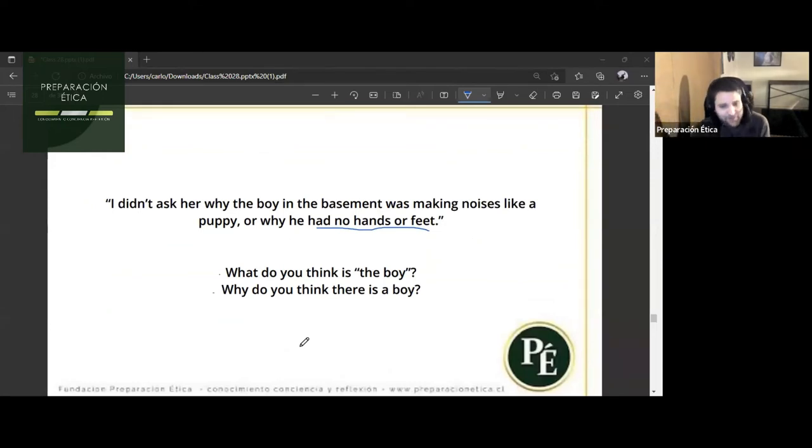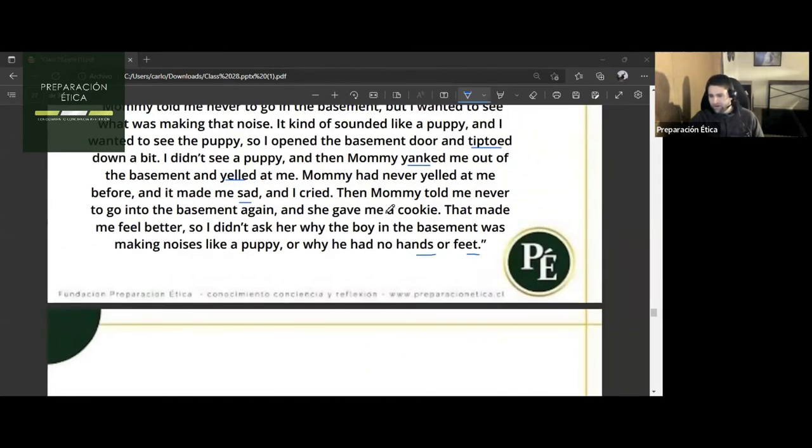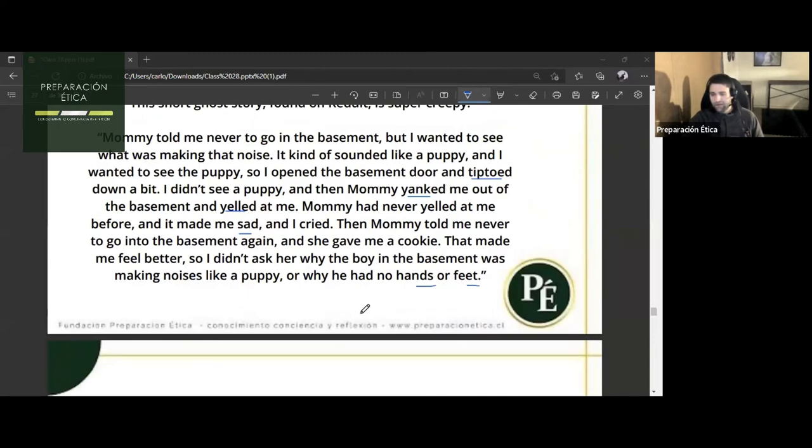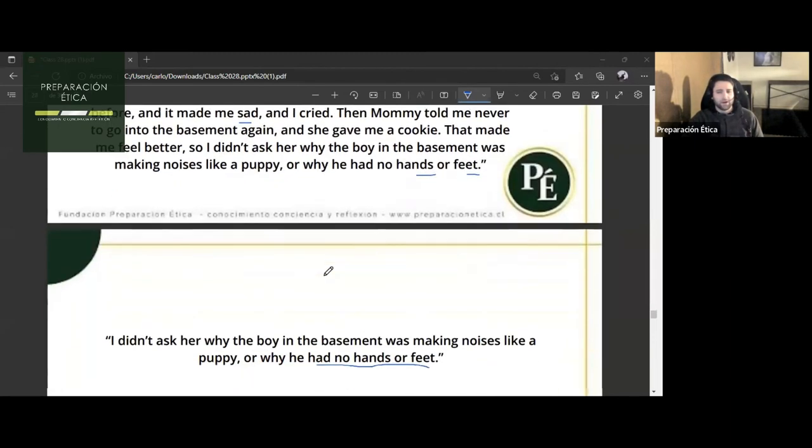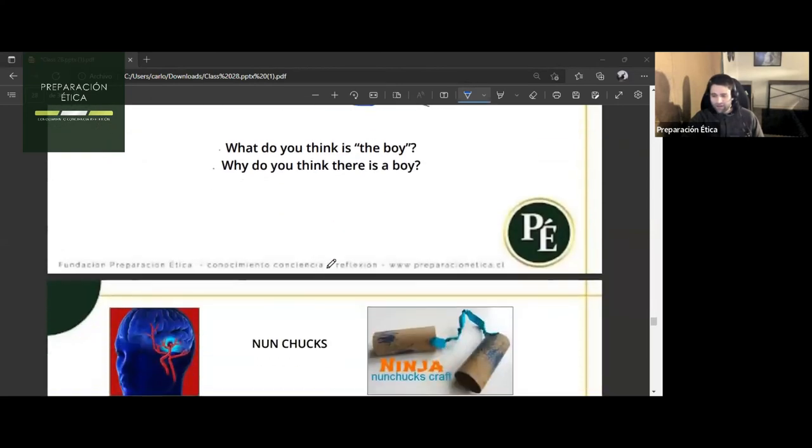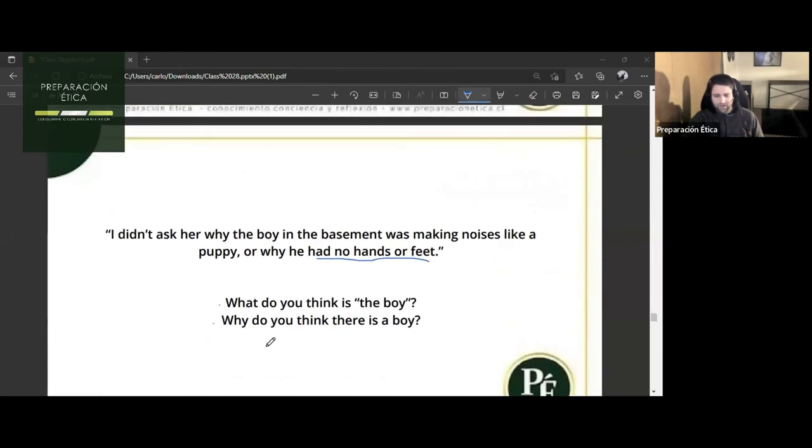Paula says, I don't believe there is a boy in the basement. The child thought there is a boy and it's just his imagination. I agree with you, Paula. To some extent, I agree with you. But why did the mother lock him out? There was definitely something that the mother wanted to hide. So I think that Valentina is right in that case. It was something alive. Or Beatriz is also right because it could be a zombie as well. So yeah, good job. Let's move on with the following story.